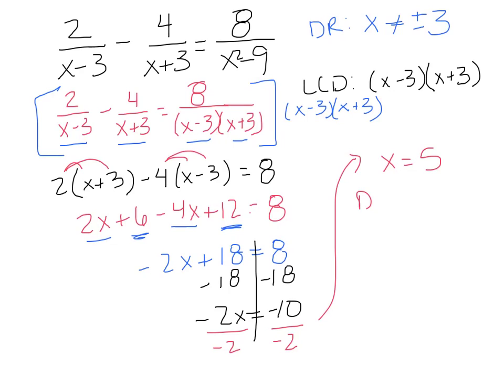Now don't forget about your domain restriction. Got to check with that first. X cannot equal positive or negative 3. Since 5 is different from those numbers, I'm done. That's my final solution. The value of x that makes that equation true is 5.